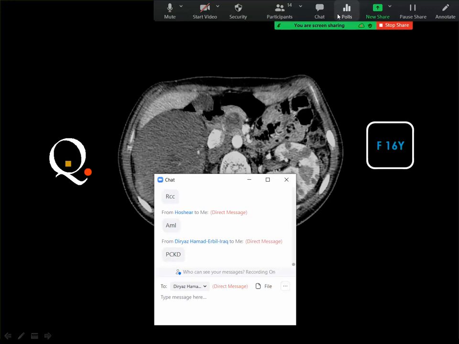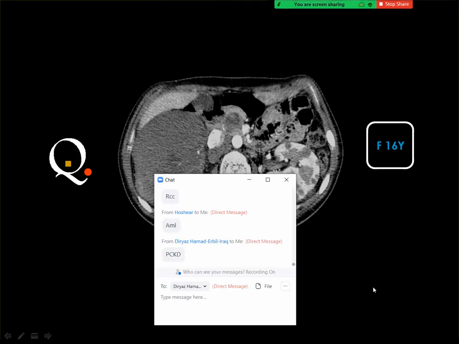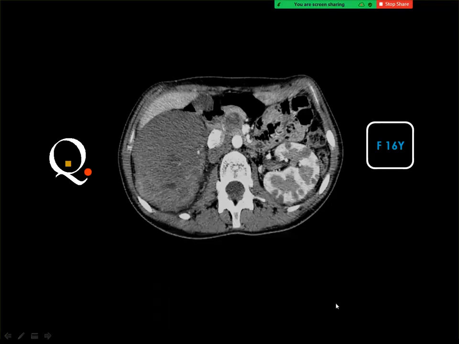Angiomyolipoma, polycystic kidney disease, renal cyst, lymphoma. Yes, lymphoma is right.